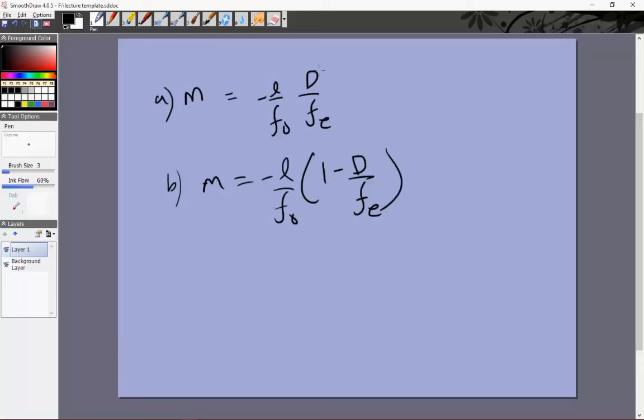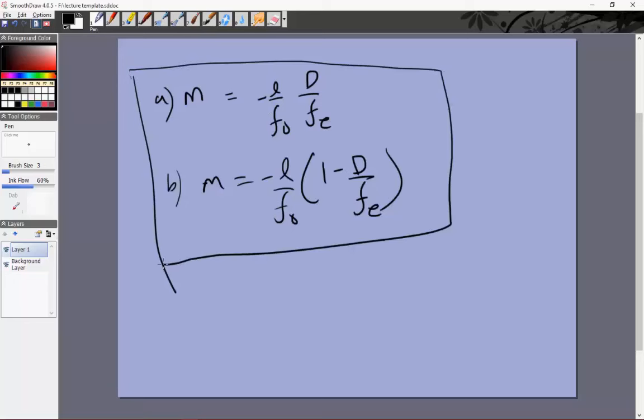Now notice what we've done here. Everything is now independent of V and U. L is what the length will be for a particular microscope at a particular time. F naught and Fe are fixed and D is fixed. So we get fixed magnifications for both the cases. This completes our study of microscopes.